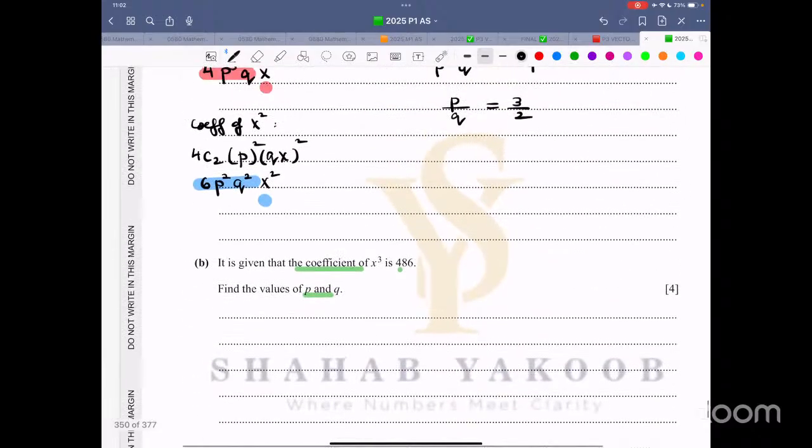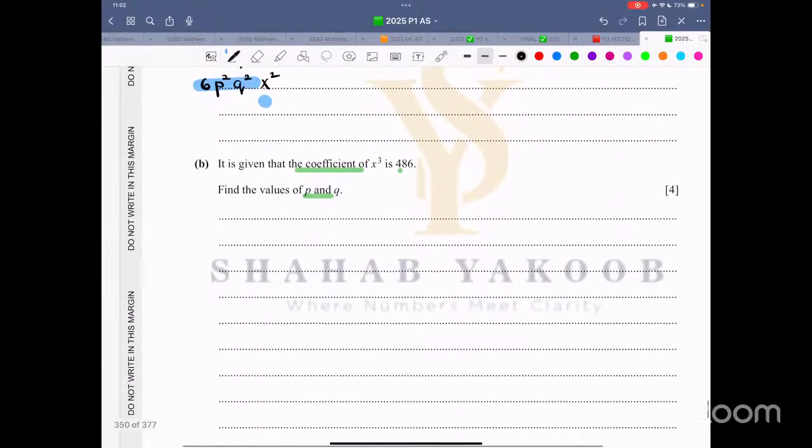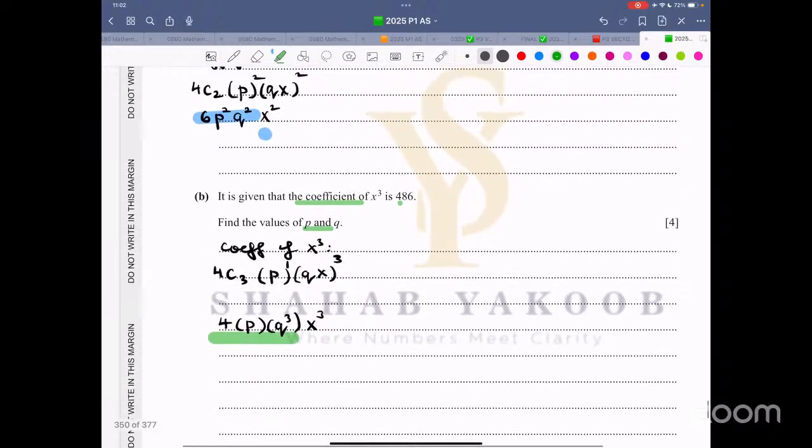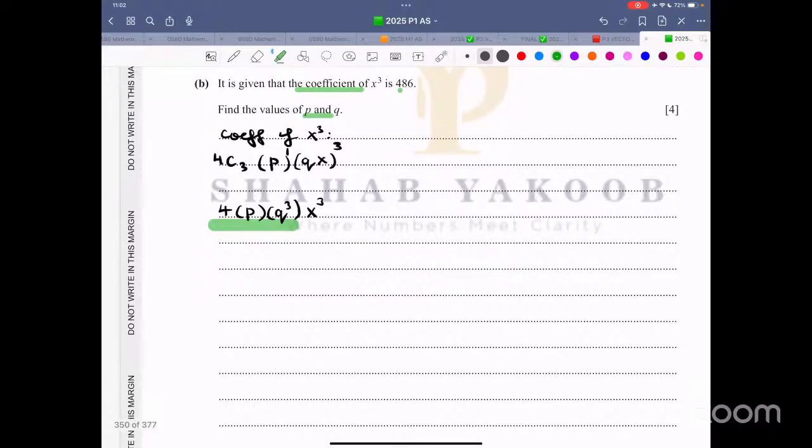Now it says it is given that the coefficient of x cube is this much. So the coefficient of x cube, that is 4c3, this is p, this is q, x power 1, power 3 first, and then this one. So 4c3 is 4, this is p, this is q cube, this is x cube, and that is the coefficient right over here. Now this thing is equal to 486. So 4p q cube is 486.